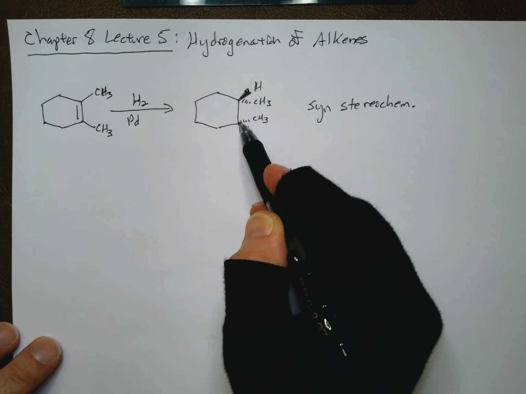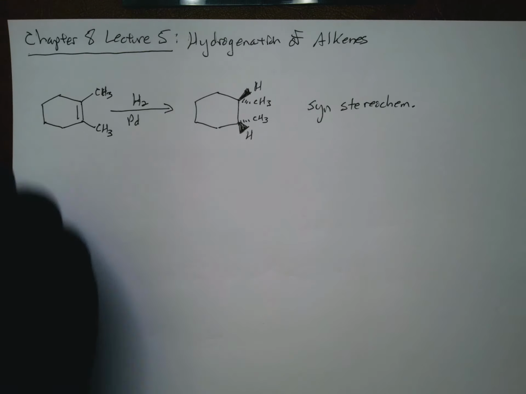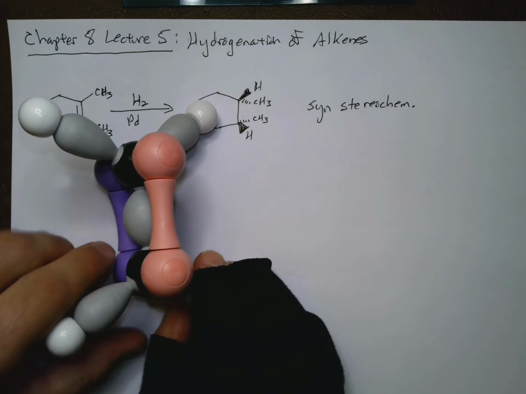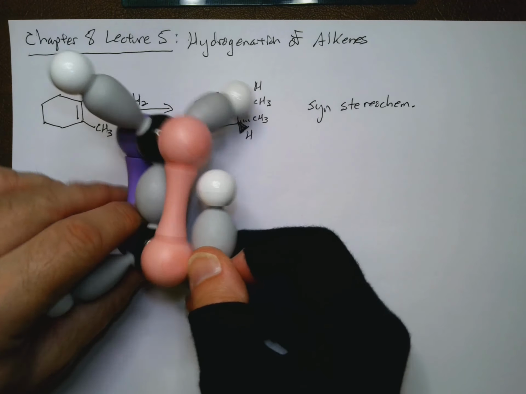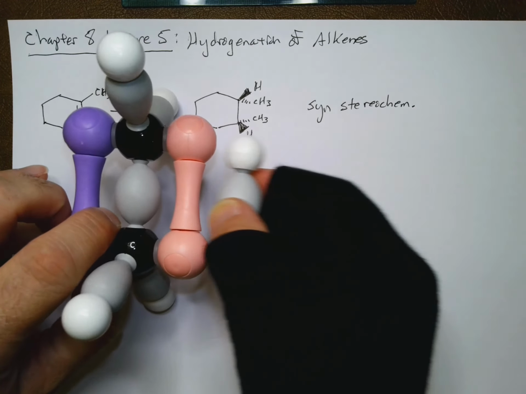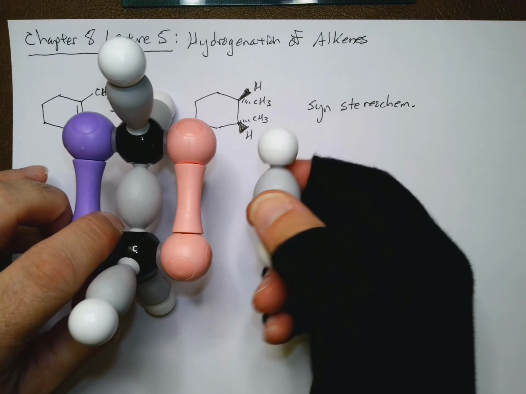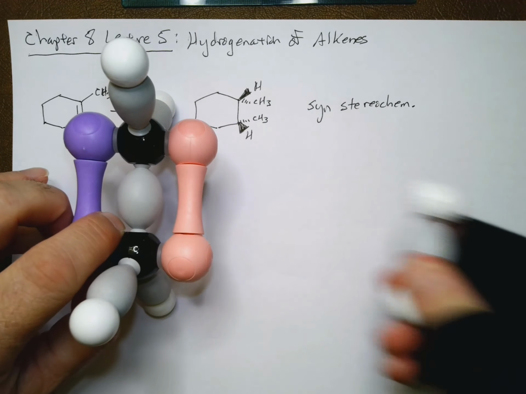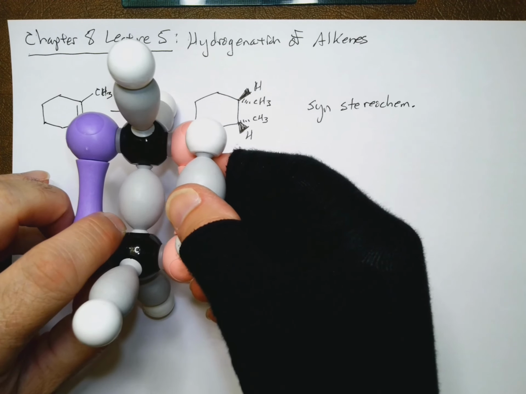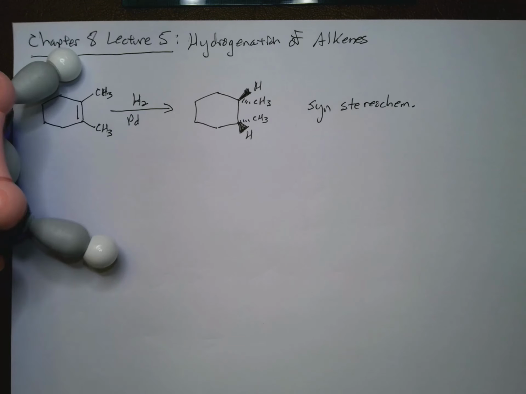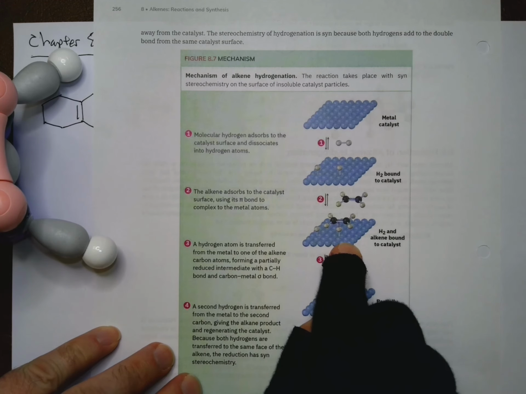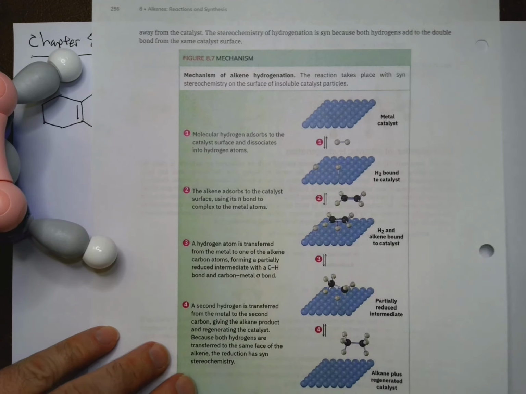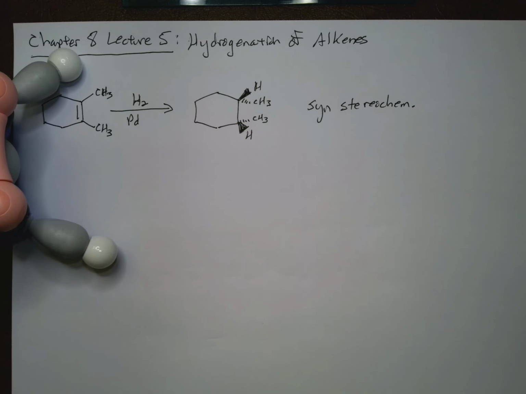Both hydrogens are being added to the same face of the double bond. So if here's my double bond, I've got these pi electrons, my hydrogen is being added in this manner. Here's my H2. Each hydrogen is going to one of the carbons, but they're going to the same side. The way this works is shown in figure 8.7, the mechanism. You don't need to know this, but you should take a look at it and understand what's going on. That explains why it is syn.